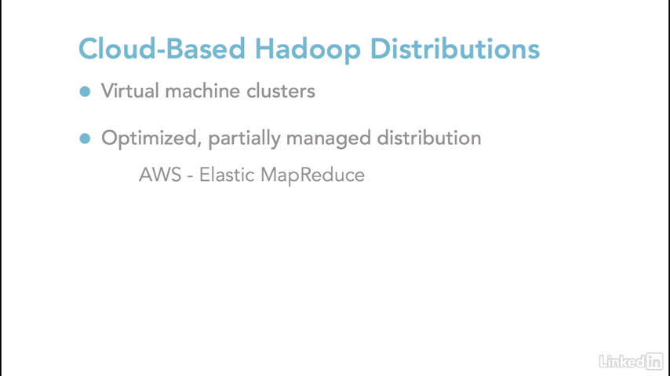But the majority of the customers that I work with use the cloud so that they don't have to do all that management themselves. So to that end, both Amazon and Microsoft have these two popular implementations of partially managed Hadoop clusters. Amazon's is called EMR, or Elastic MapReduce, and Microsoft's is called HDInsight.